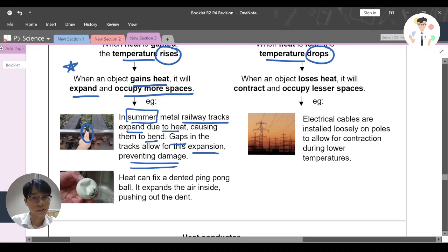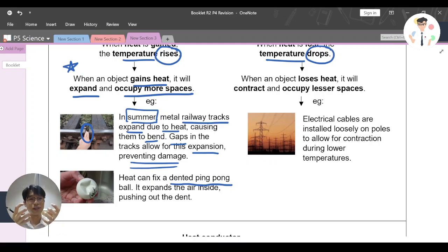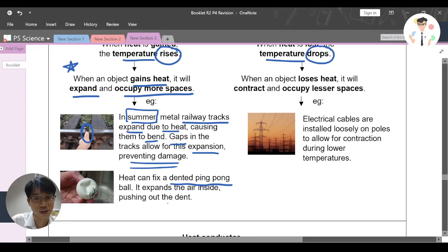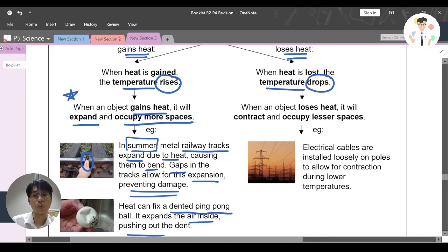Next, heat can expand and occupy more space. For example, this ping pong ball, as you can see, is a dented ping pong ball. We can try to put this ping pong ball in hot water, and the air in the ping pong ball gains heat, expands and pushes up the dent in the ping pong ball, which is very useful, right? And that's basically gaining heat. Again, as we know, when we lose heat, it is the opposite: it will not expand, it will contract and occupy less space.